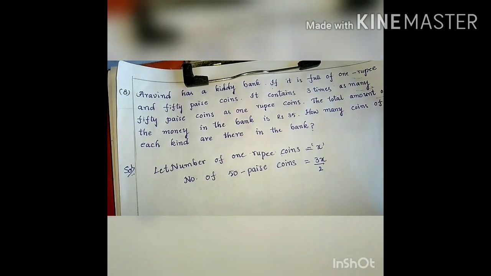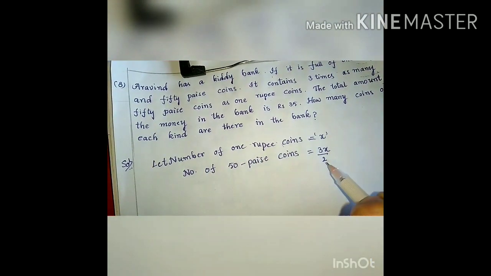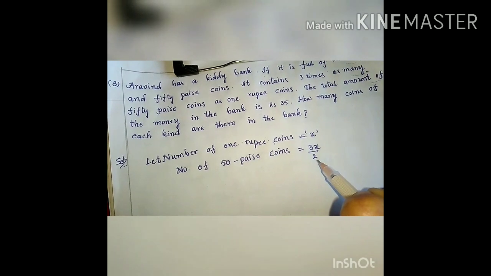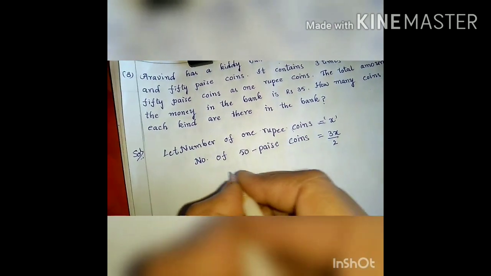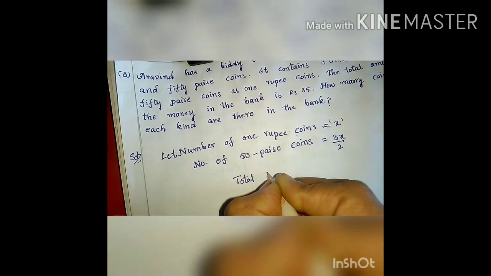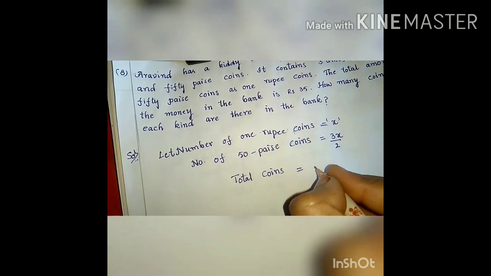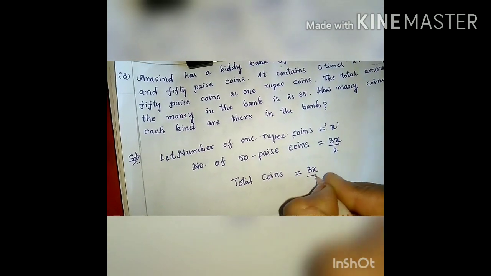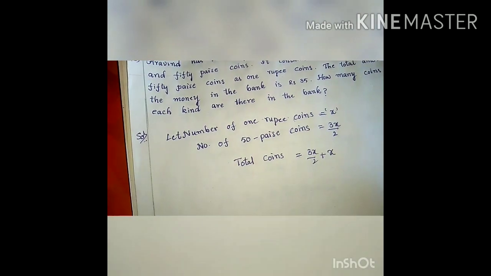3 times as many 50 paisa coins as 1 rupee coins. For 1 rupee coin, how many 50 paisa coins are there? 2. So 3x by 2. Okay. Total coins equals 50 paisa coins plus 1 rupee coins.